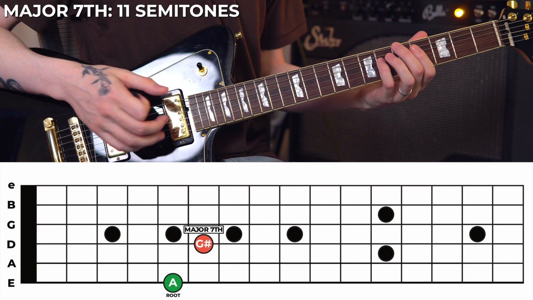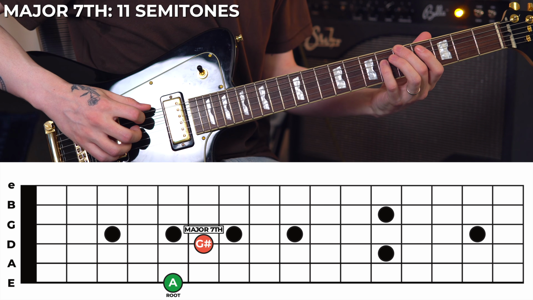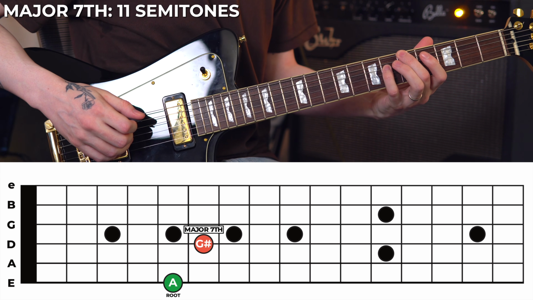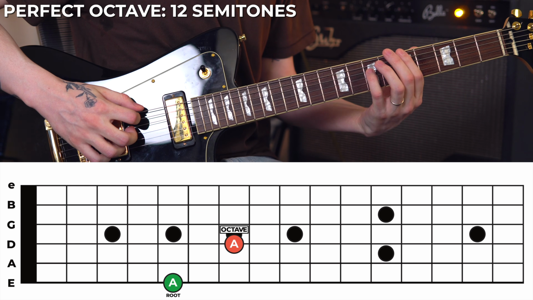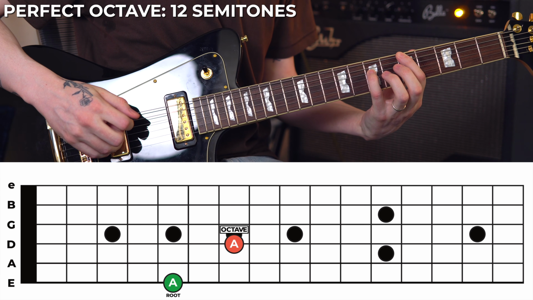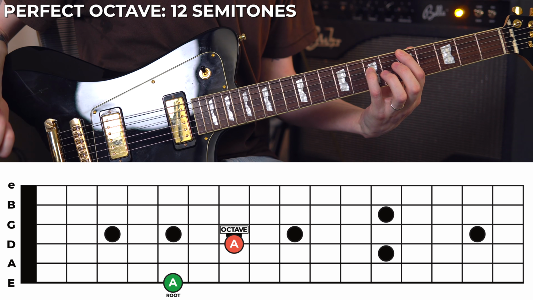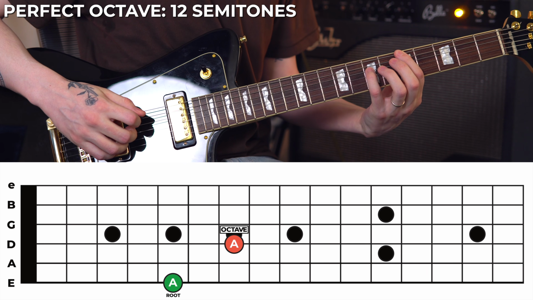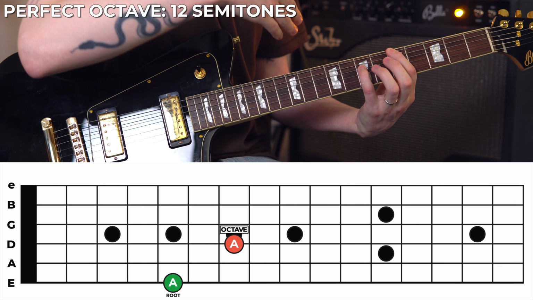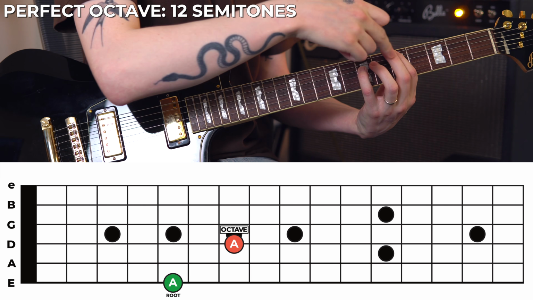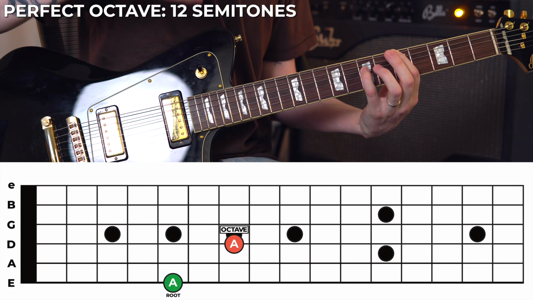And that gives us a minor 7. Very important part of a minor 7 chord. Then we get to 11 semitones, which is a major 7th, which is a very important part of a major 7 chord. So when we get to 12, we arrive at our octave, right? So that note, we finally arrived, we've climbed all 12 notes all the way up to reach the same note that we've started on, just an octave above.